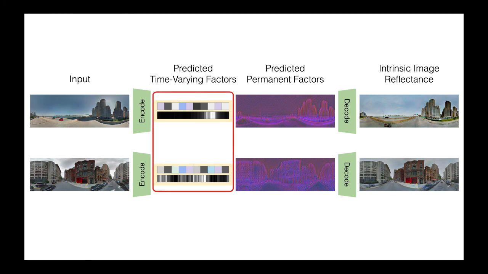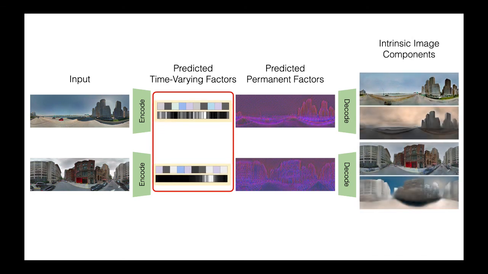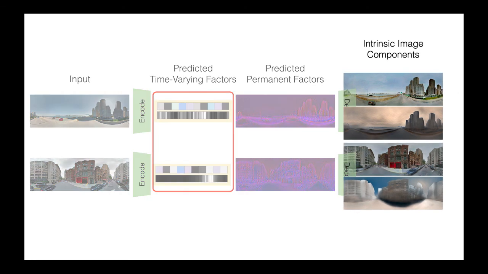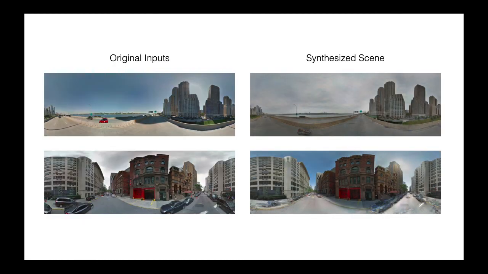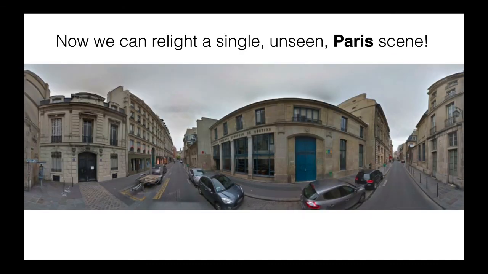Now let's say we want to visit the top scene at the time when the bottom scene was taken, or vice versa. With our disentangled factors, we have a time-varying representation that captures the essence of time-varying property. If we were to swap the representations, we could then decode a shading image of the top scene with the illumination of the bottom scene. This shading image, when combined with the reflectance, now reconstructs a scene with the new illumination. As you can see, we've managed to successfully imagine what each scene looks like with the other's illumination. This is how we can fill in missing entries of Google Street View Time Machine.